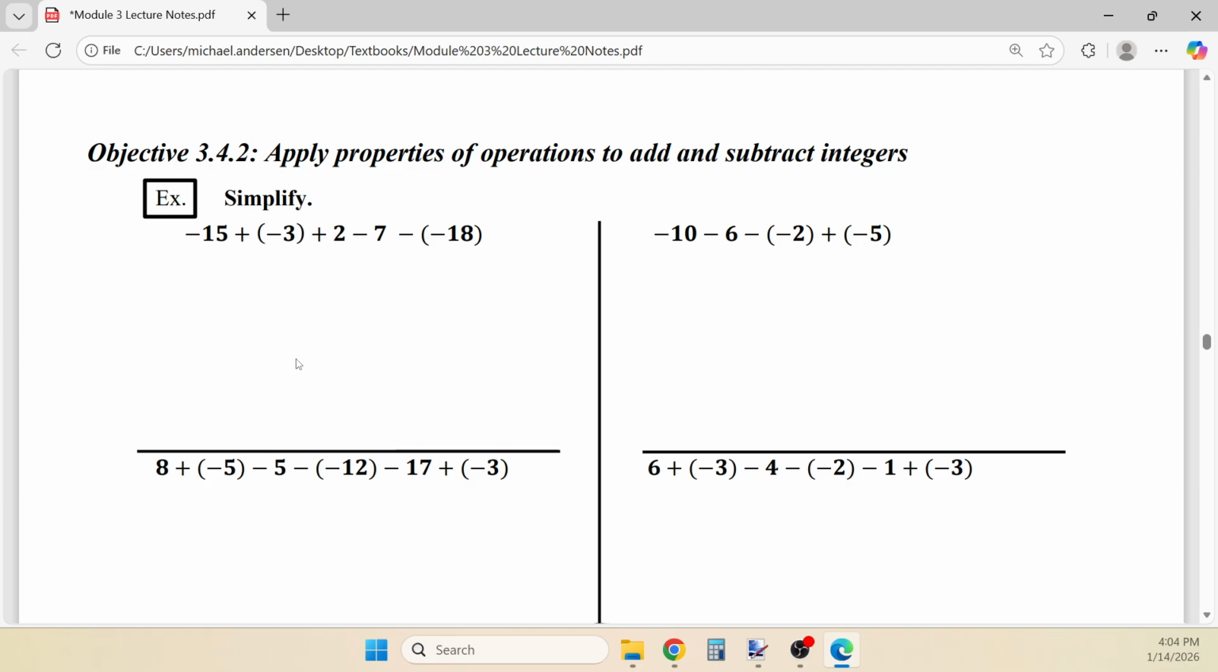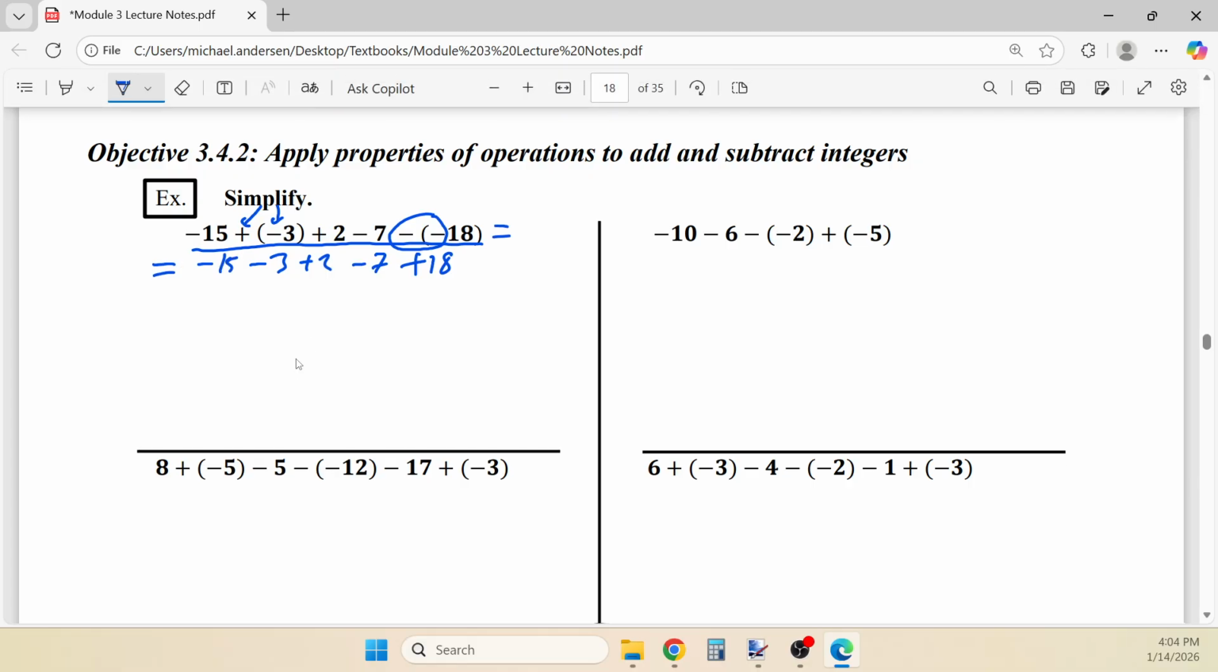Okay. Apply properties of operations to add and subtract numbers. We have this big string of numbers to add and subtract. Let's simplify things by, for instance, we're subtracting a negative here. That's the same as adding a positive. We are adding a negative. We can simplify that to be just subtraction. So what we started with is the same as what we just wrote, which simplified some of the subtraction and addition.